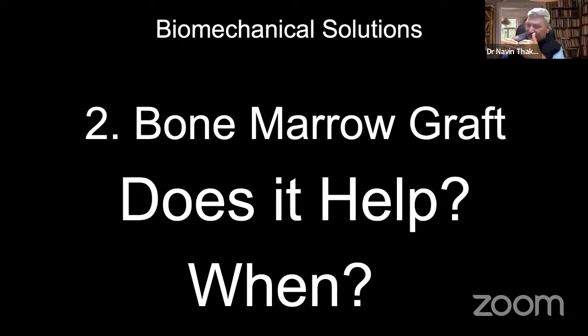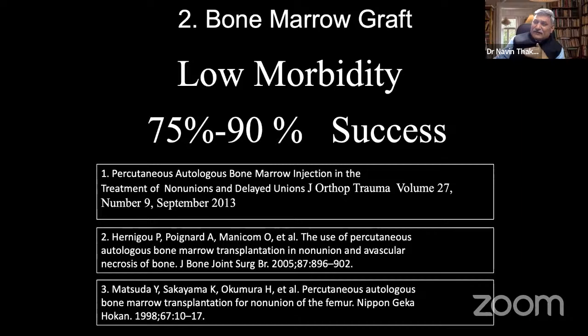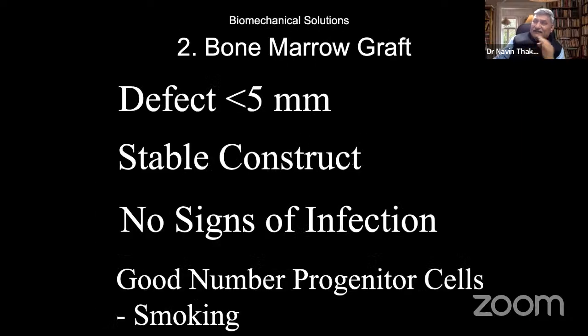There is an obliquely locked fracture at the fracture site, and that gap takes longer time to heal. So in this condition, you have to wait. While you are waiting, the patient is very much worried. So you can add the bone marrow graft. And what are the conditions where you get a success? Defect is less than 5 mm. It must be a stable construct. This is the prerequisite. No signs of infection.